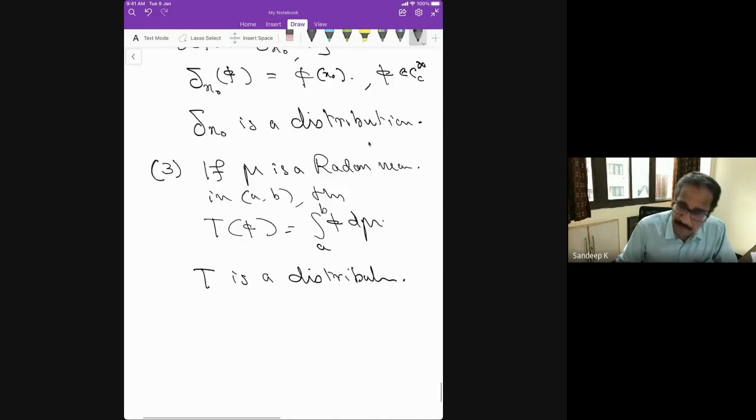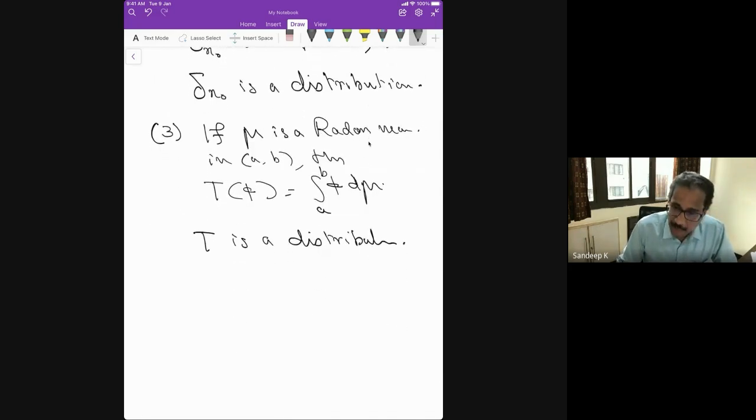Now, what is the whole aim we started with? We started with the fact that functions we may not be able to differentiate, and there are partial differential equations for which you need to interpret functions which are not differentiable as solutions. So I have defined generalized functions, distributions. Functions may not be differentiable, and now for distributions, I will show that there is a way of defining their derivative. That's what I'm going to show you next, this definition.